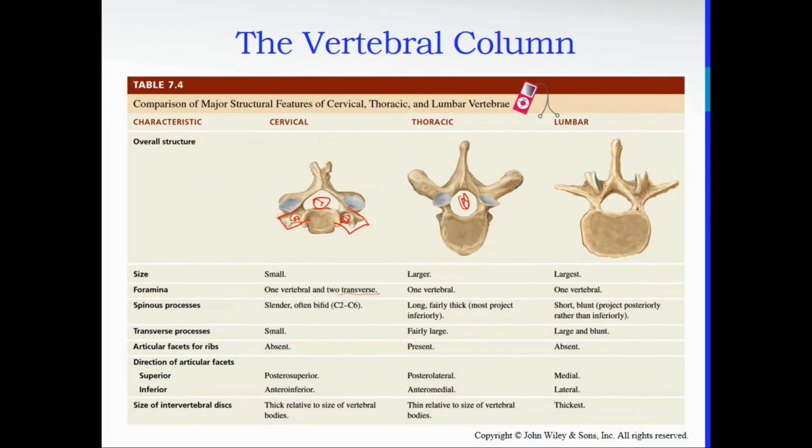The spinous process is slender, often bifid, meaning it has two little points there. The transverse processes are small. The articular facet for the ribs, well, that's only going to be here in the thoracic. So that's where you'll see that. The direction of articular facets, meaning which way they face, is slightly different for each one.